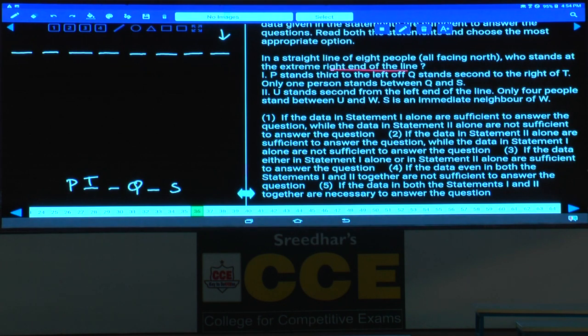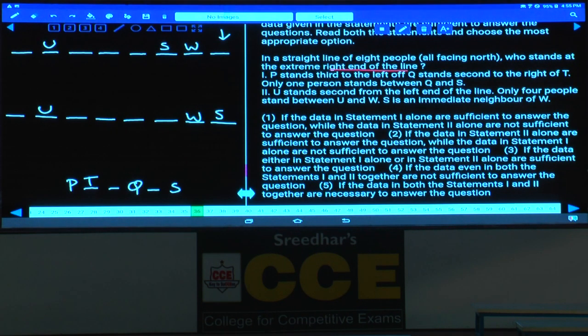Then what about condition number 2 here? U stands second from the left hand of the line. In condition number 2, U is the second from the left hand of the line. Only 4 people between U and W, and so W must be second from the right hand of the line. S is an immediate neighbor of W. As S is an immediate neighbor of W, S can be here, that is one possibility. Then what is the other possibility here? W and S, U is here, that is the second possibility.